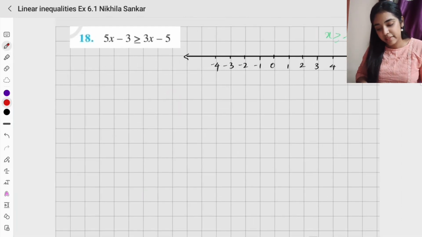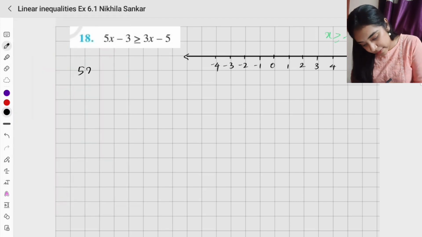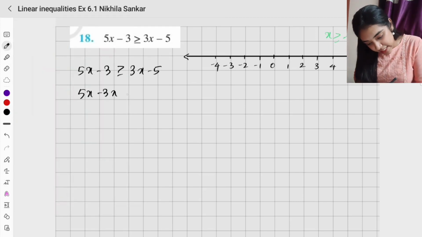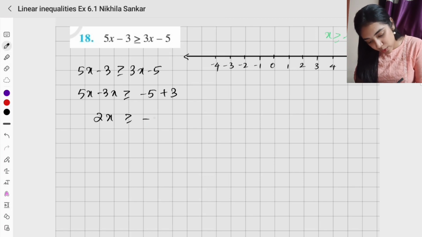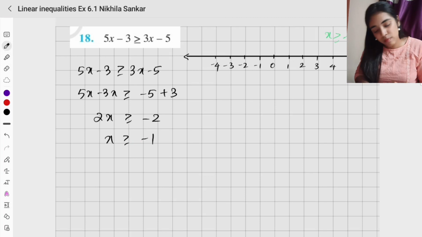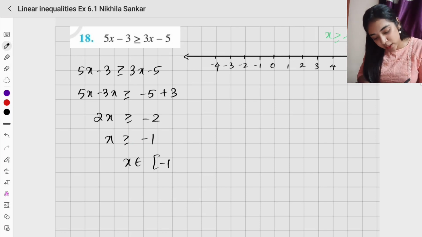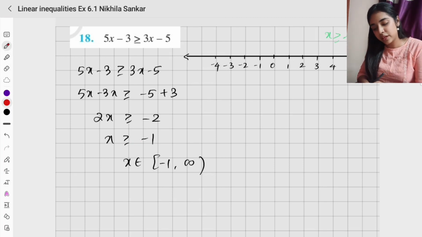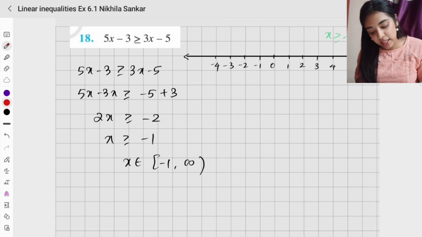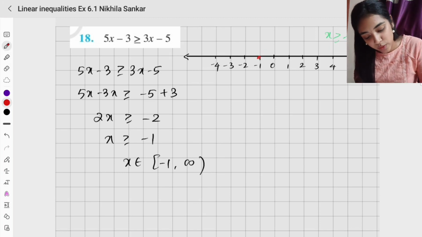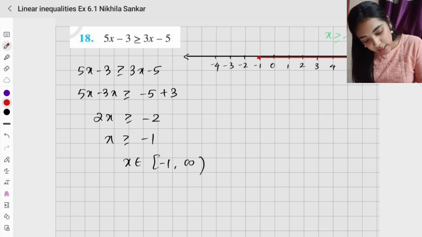Question number 18, 5x minus 3 greater than or equal to 3x minus 5. 5x minus 3x greater than or equal to minus 5 plus 3. So very simple, 2x is greater than or equal to minus 2, x is greater than or equal to minus 1. That means the value of x is going to include minus 1 until infinity. Infinity does not get a square bracket. So from minus 1 to infinity, it is going to include the value of minus 1 and it is going to extend until infinity. Okay, so this is my final solution. Please copy.